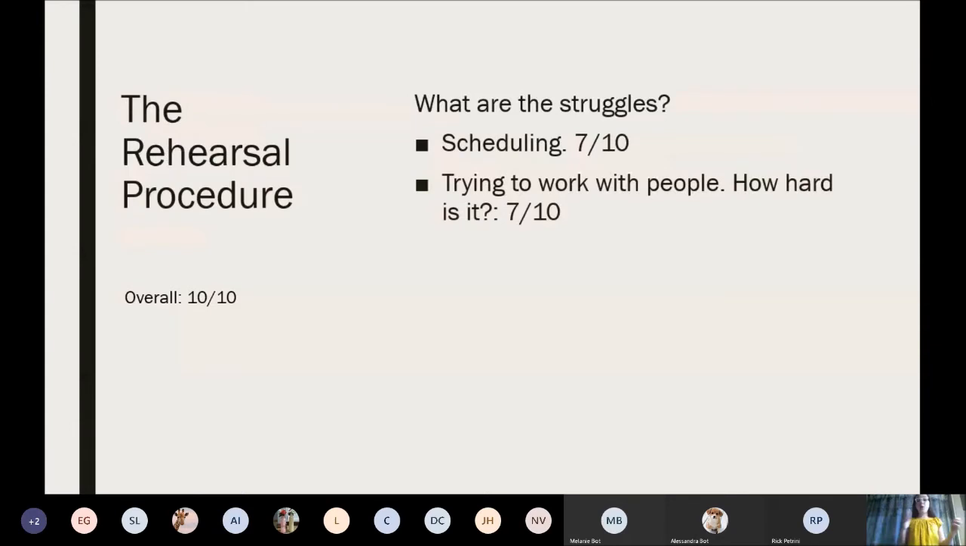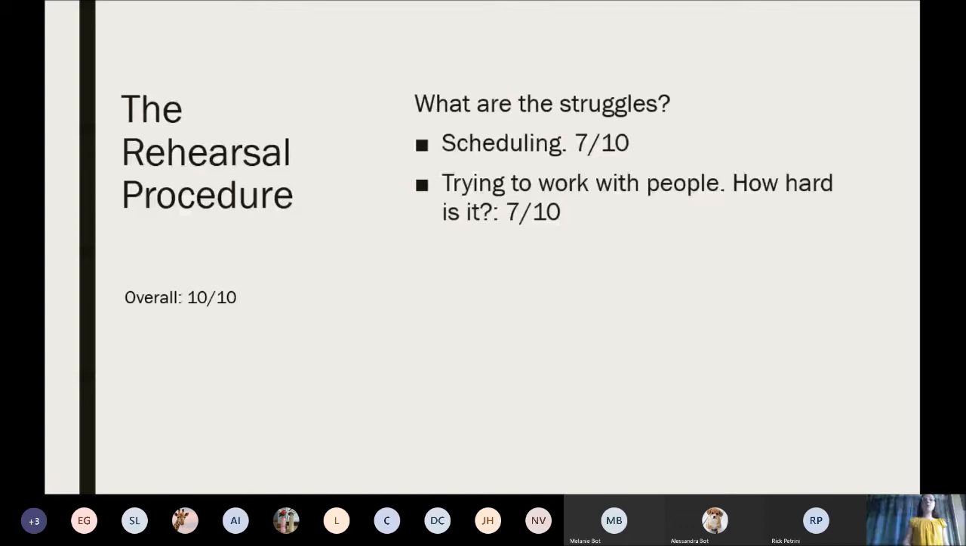Rehearsal procedure. So what are the struggles? The struggles are scheduling. If everybody's good with Tuesday except for one person, you have to find a new day to do everything, like Wednesday, Thursday, or something like that. So the struggle is a 7 out of 10.